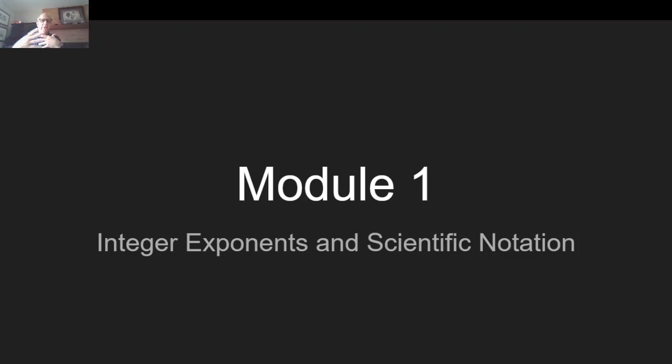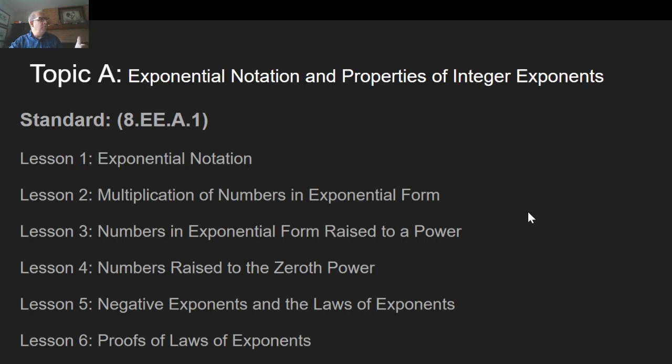Murphy here. Let's go for our first lesson, Module 1, Integer Exponents and Scientific Notation. Topic A is lessons 1 through 6: exponential notation, multiplication of integers in exponential form, numbers in exponential form raised to a power, numbers raised to the zeroth power, negative exponents, and the laws of exponents, and then the proofs. We may not do 6.